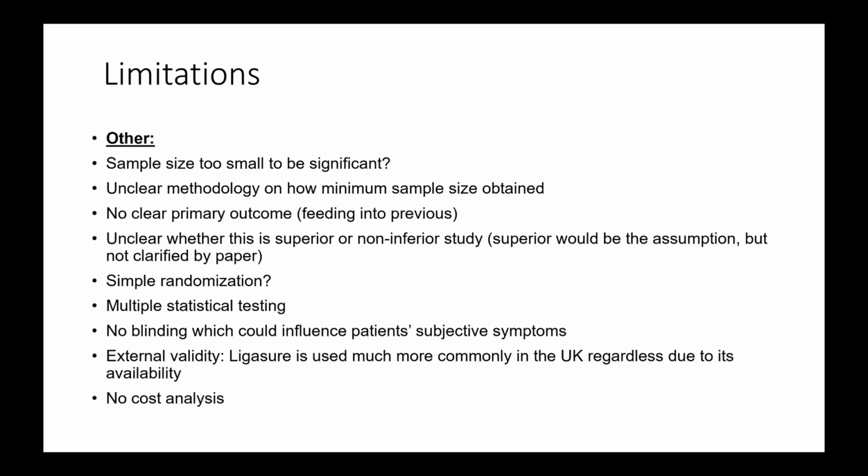It's also unclear whether this is a superiority study or a non-inferiority study. One would assume it's a superiority study given that we're trialing a new, more expensive intervention, but there's no clarification by the paper. And again, this would feed into how we obtain the minimum sample size. We mentioned the simple randomization as well.